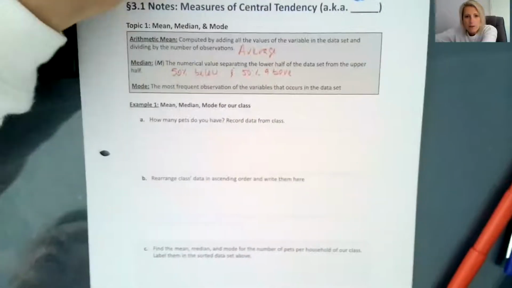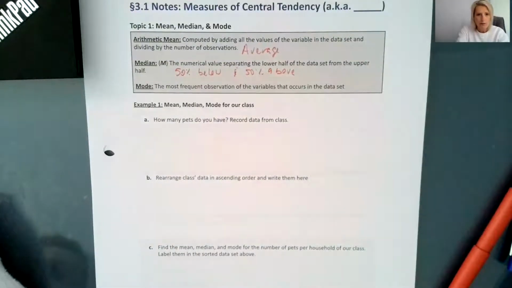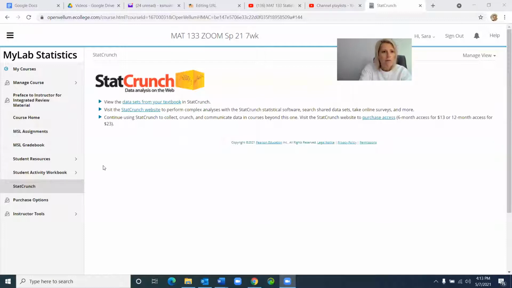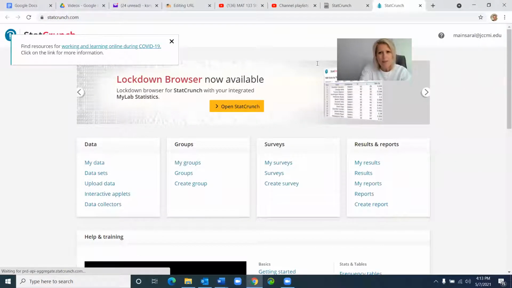So we asked the question on the survey, how many pets do you have? And so I'm going to take you to StatCrunch. So if you could turn on StatCrunch, that would be helpful. Well, actually my Stat Lab. So when you get to my Stat Lab, right in here it says StatCrunch. And then when you click on that right here, it says StatCrunch website. Sometimes you have to exit out and go back in it again.